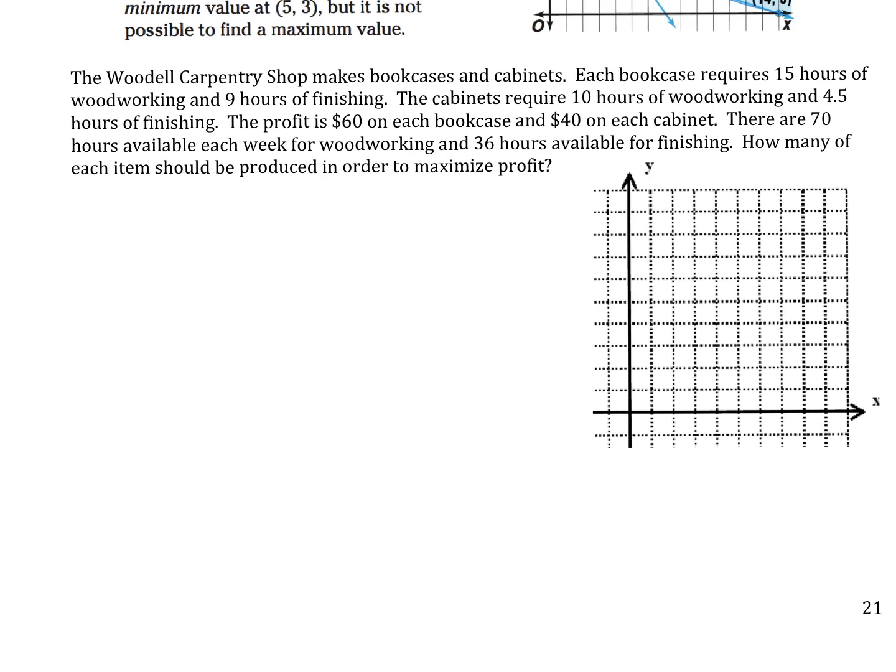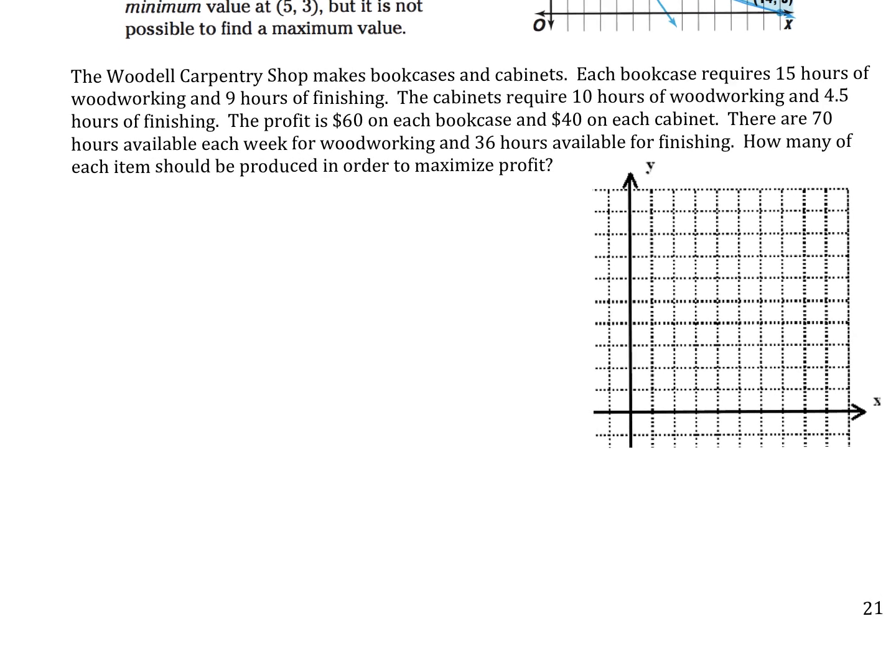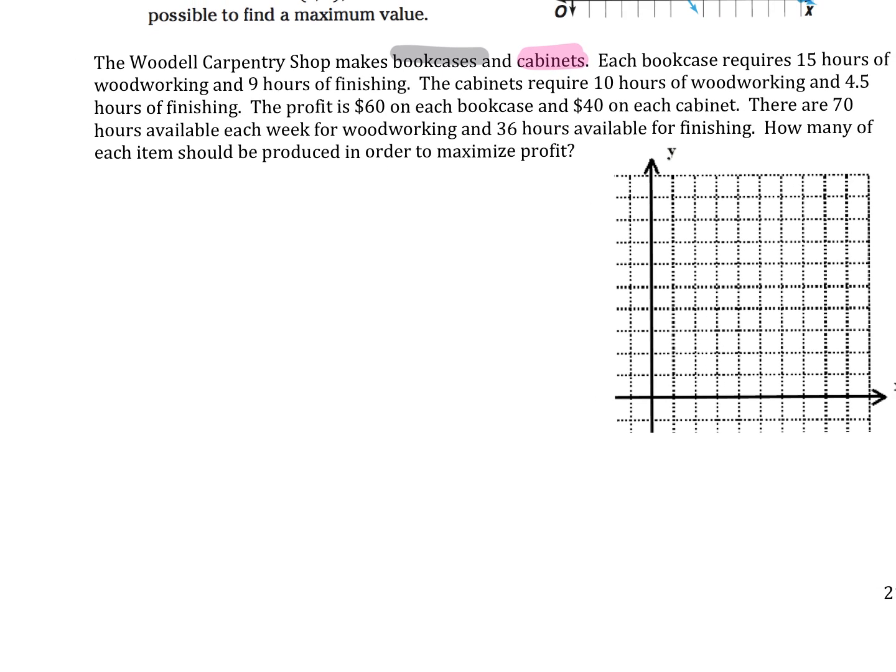Let's do this one. Let's go make some bookcases and cabinets. Sound good? Let's figure this out with bookcases and cabinets, shall we? First of all, you agree our two variables are going to be bookcases and cabinets, yeah? And maybe write a little small, okay? So X is going to be number of bookcases, and Y is going to be number of cabinets.